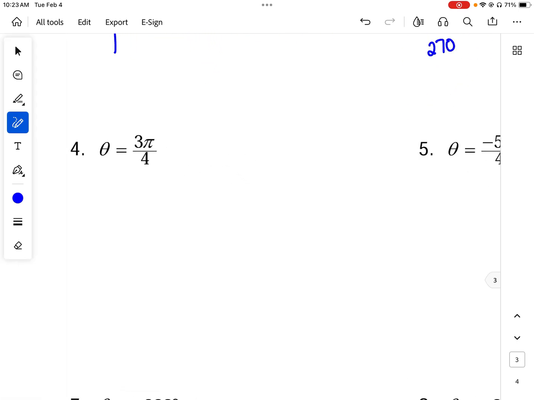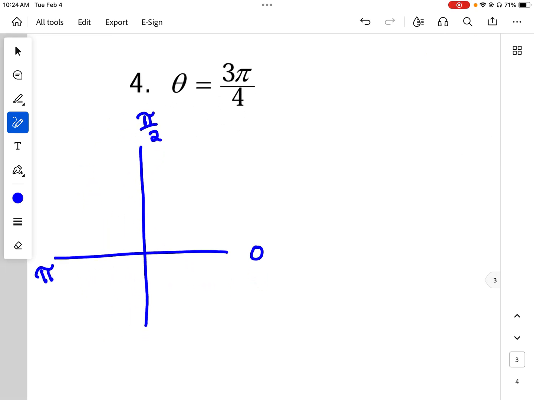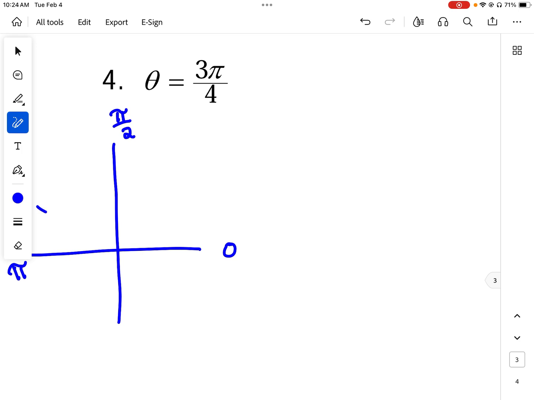So 3 pi over 4. You might need to get out your unit circle. I'm going to get out mine and look at it. I know this is 0, this is pi over 2, and this is pi, which would be like 4 pi over 4. So 3 pi over 4 would be right here.